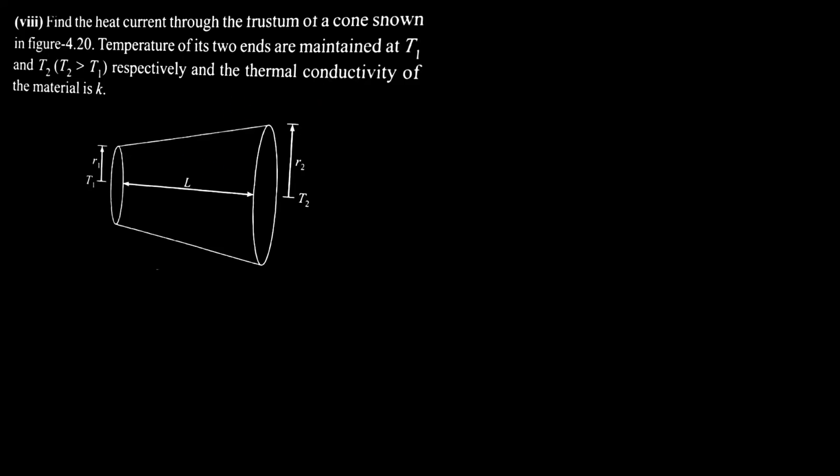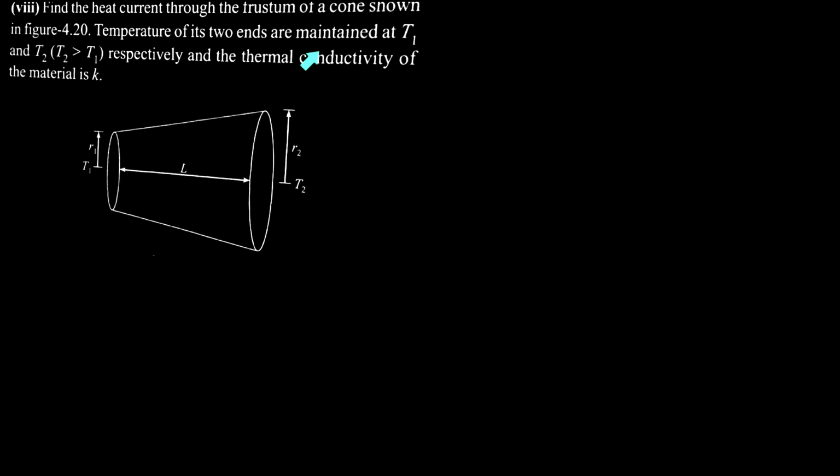In this question they are asking to find out heat current. Heat current means dQ/dt. In this question they are asking how to find out dQ/dt, and we know dQ/dt should be equal to (T2 minus T1) divided by RTH.